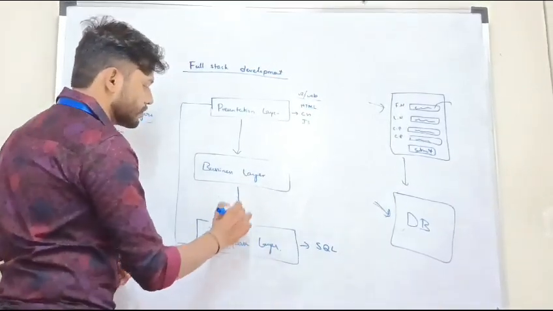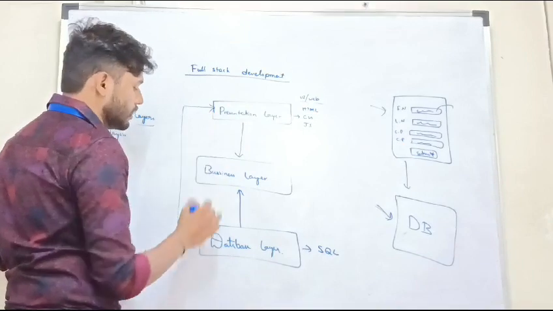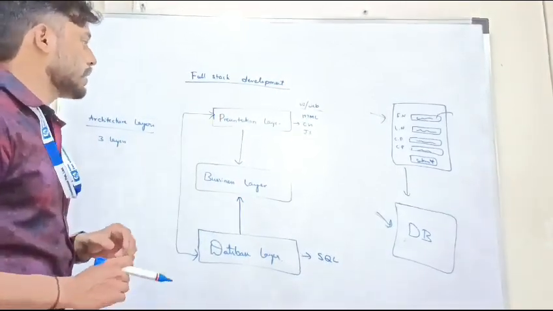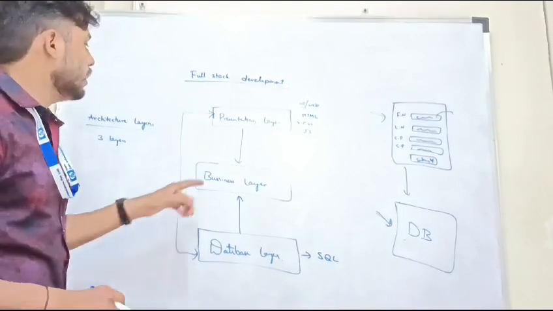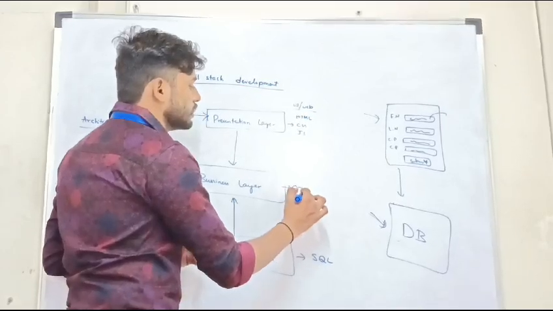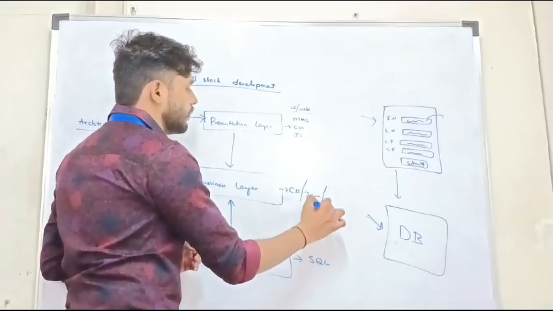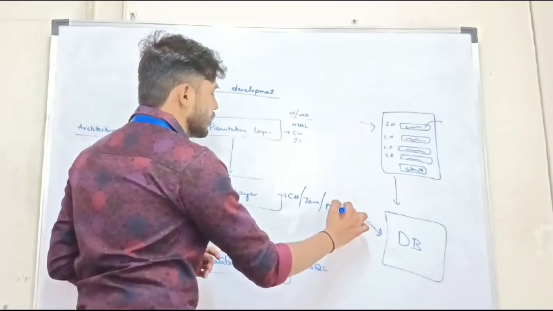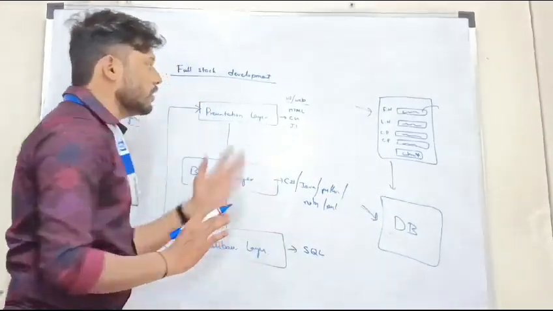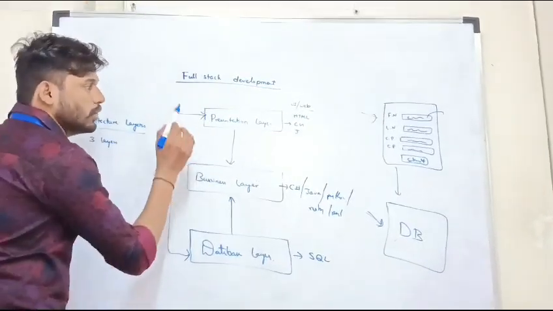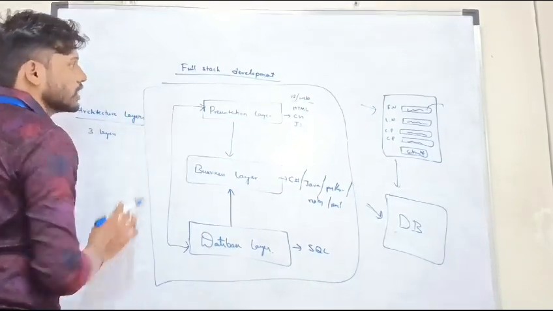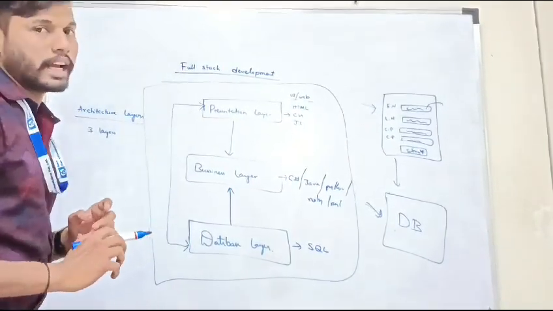Now we need to connect the presentation layer and the database layer. To give the connection between them, we need to use the business layer. For the business layer, we can learn C#, Java, Python, Ruby, or Perl. Whatever language you require, you can study. When you have completed these three layers, then you can say you are a full stack developer.